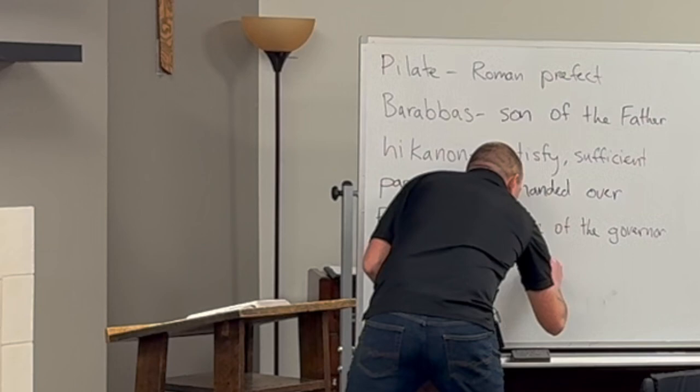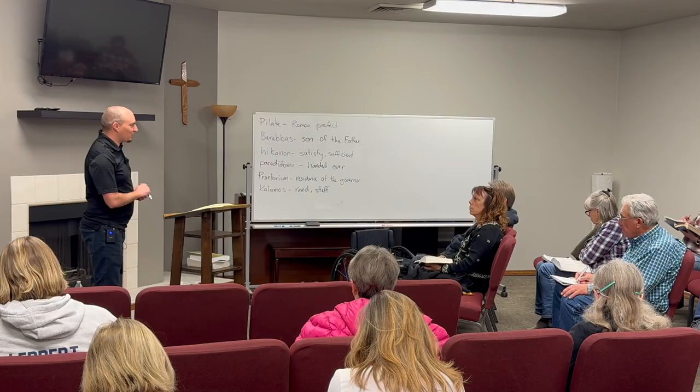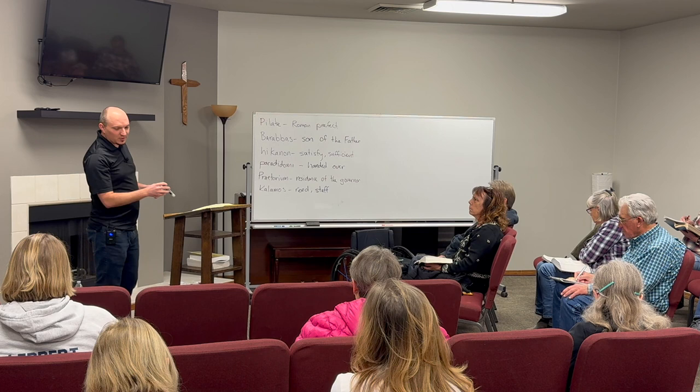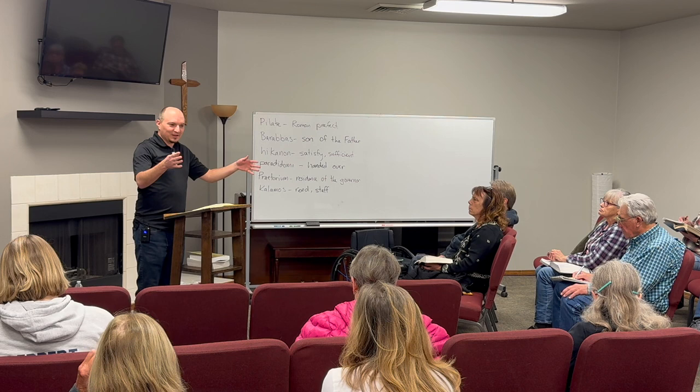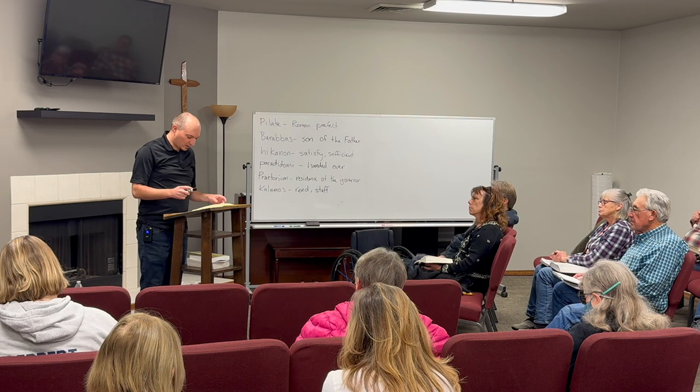Which is a staff made of reeds. And it was commonly used by shepherds. It's also used as a measuring rod. So sometimes you'll see in the Bible places where people are doing measurements, they would use a long rod, kind of like a yardstick, and they'd put it down and then they'd flip it over and flip it over and flip it over and count how long a thing was.